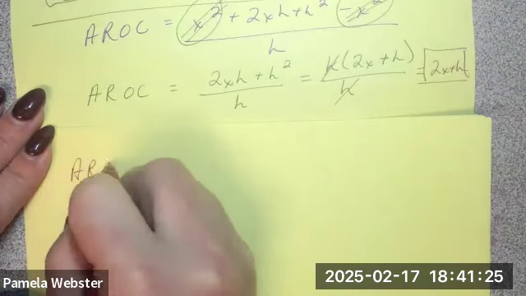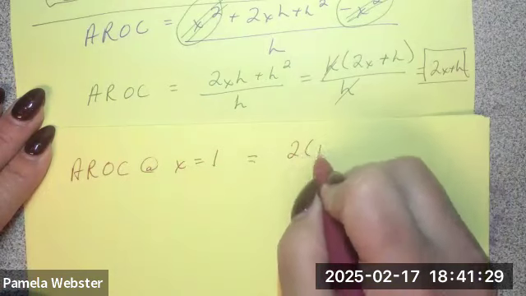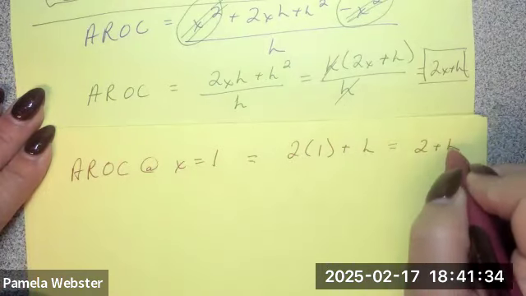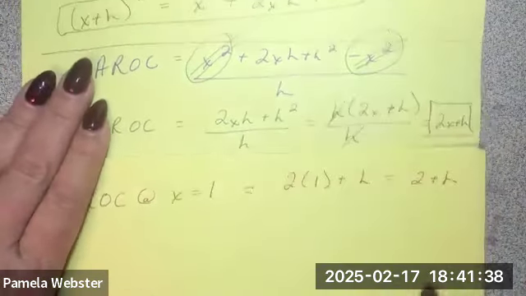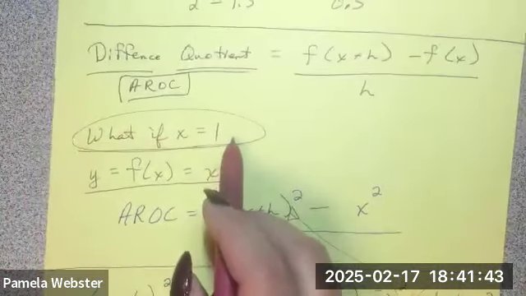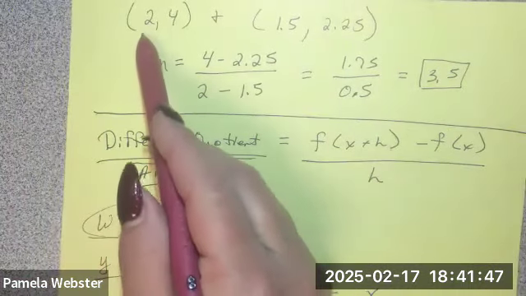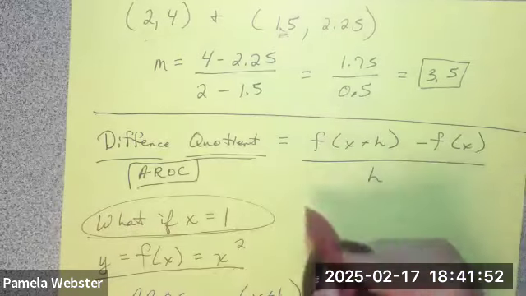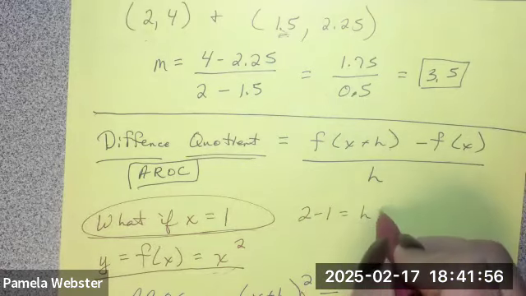So we're now wanting the average rate of change at x equals 1. 2 times 1 plus h, that's 2 plus h. Now, the other point that we used earlier, so I have x equals 1. The other point was 2, right? X equals 2. And we had to figure out what the y value was. So what's the difference between 2 and 1? The gap there is my h.